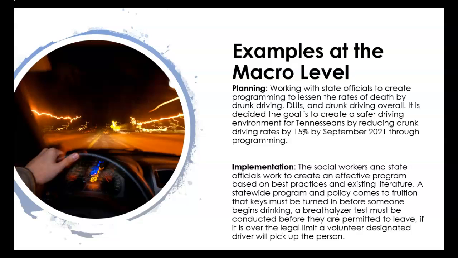That's the goal. You want to reduce the rates of drunk driving by 15%. That's an objective by September 2021. That's the win through the programming. So implementation: the social workers and state officials work to create an effective program based on best practice and existing literature.